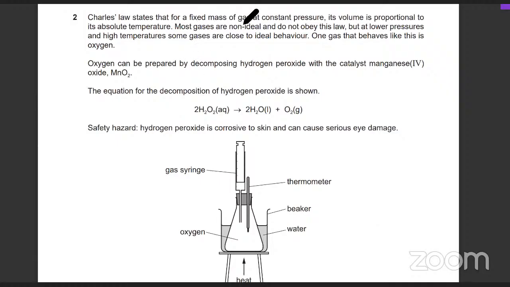This question states that for a fixed mass of gas at constant pressure, its volume is proportional to its absolute temperature. So he's saying that for a gas, the temperature and the volume are proportional. That's the first statement. And then he says most gases are non-ideal and do not obey this law. But at lower pressures and higher temperatures, some gases are close to ideal behavior. One gas that behaves like this is oxygen gas. So he's saying that gases don't behave ideally, but at low pressures and high temperatures, gases come very close to ideal gas behavior. So this law becomes valid under those conditions.